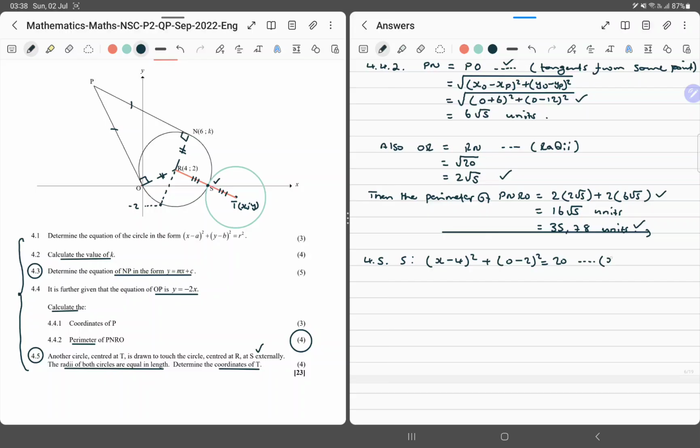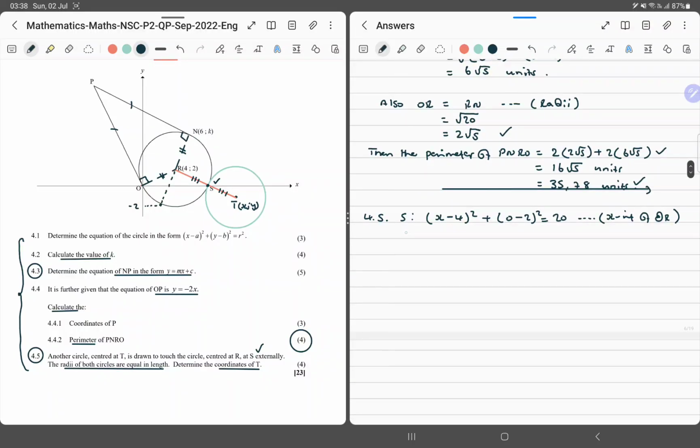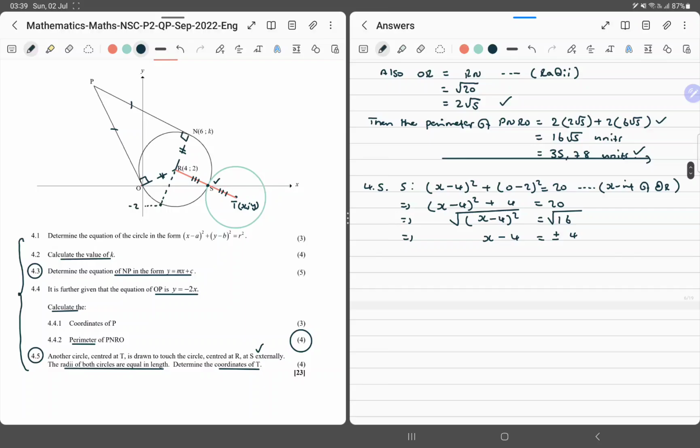Again, why are we doing this? This is an x-intercept of circle center R, right? Sometimes you want to be comprehensive so that you can work your magic. So this implies that x minus 4 all squared plus 4 is equal to 20, which implies that x minus 4 all squared is equal to 16. Then we do our famous gymnastics, and we will make the conclusion that x minus 4 is equal to plus or minus 4. Not a problem.